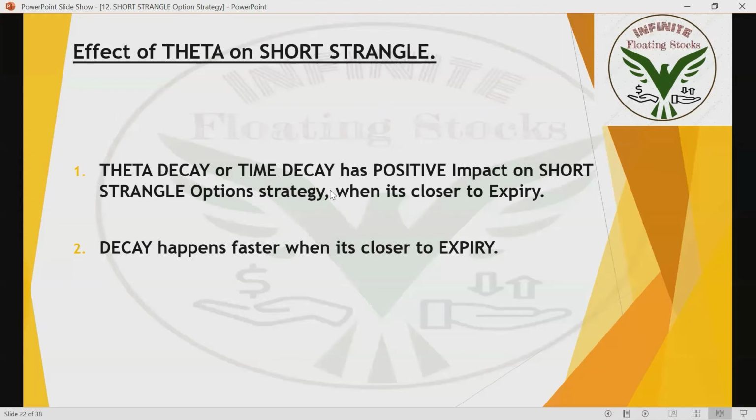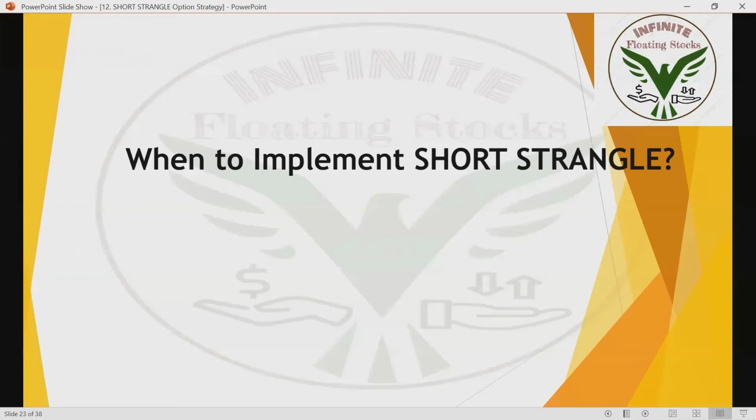So time decay or theta decay has a positive impact. I'm hoping that you guys understand. Theta decay and time decay have a positive impact on the short triangle option strategy when it is closer to expiry, and decay happens faster when it is closer to expiry. You already know that theta will be more powerful, more aggressive on Wednesday and Thursday, because Thursday is expiry. Time decay happens much faster then. You need to remember that point. Short triangle strategy will give you more profits on Wednesday and Thursday when compared to Friday, Monday and Tuesday.